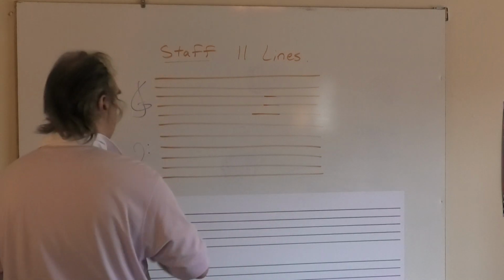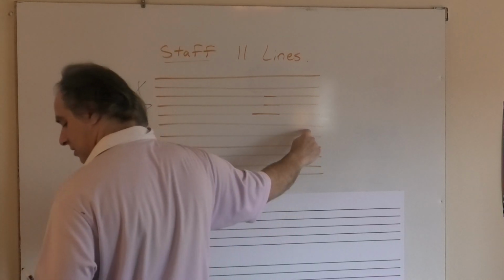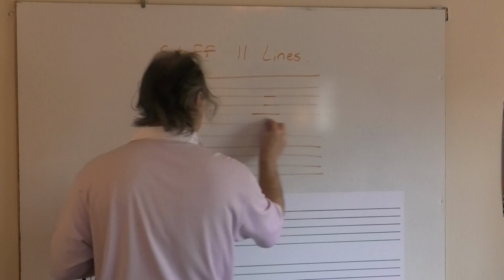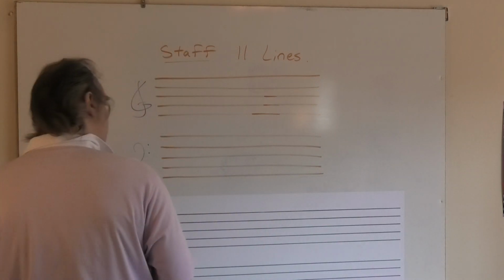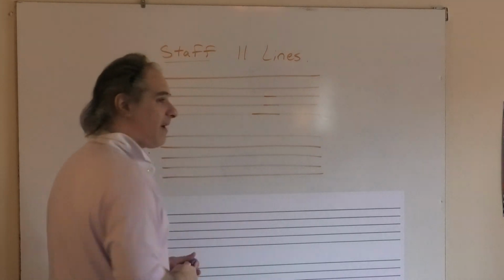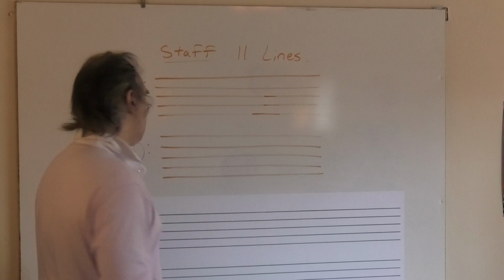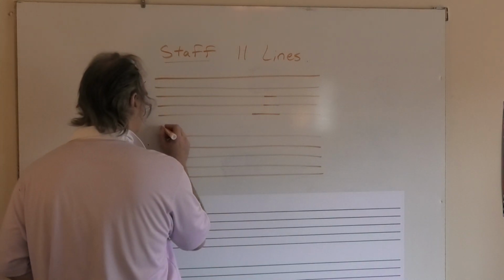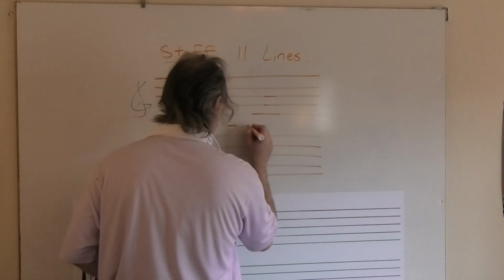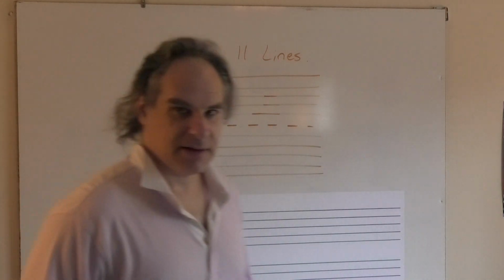where these lines are. So we'll go 1, 2, 3, 4, 5. We'll erase this 6th line right here. We just get rid of it. Now we have a 10-line staff, or two 5-line staffs. But that line is still there. It's just invisible. It's just an invisible line right there. You can't see it.